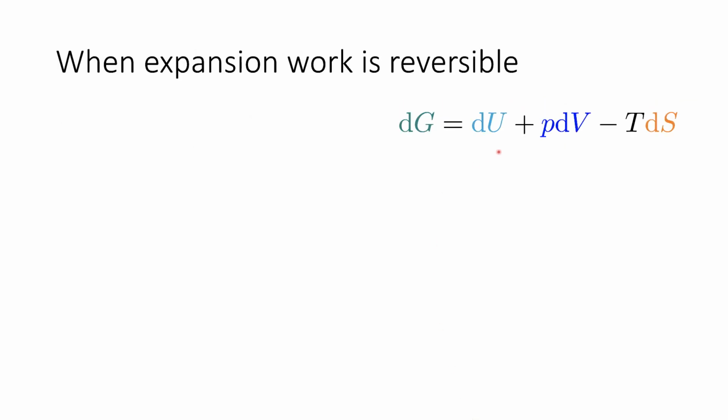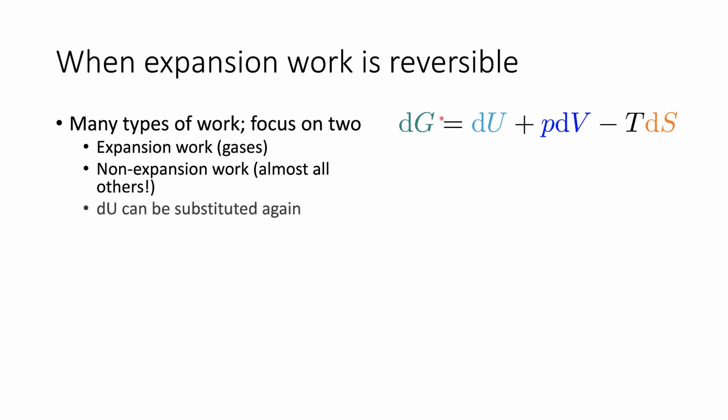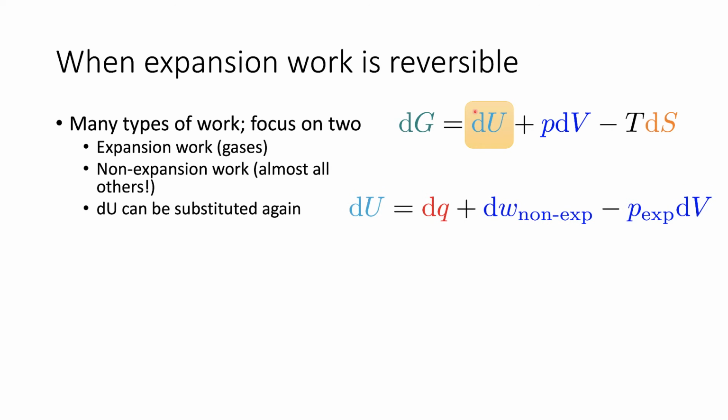Okay, so what we're going to do is look in more detail at the work concerned. There are many different types of work, but we're just going to focus on two broad categories. It can be divided into two terms, one of which is expansion work, as a gas expands against a pressure, and we're going to look at non-expansion work, which is almost everything else. Let's go back to our internal energy. We can substitute it again.